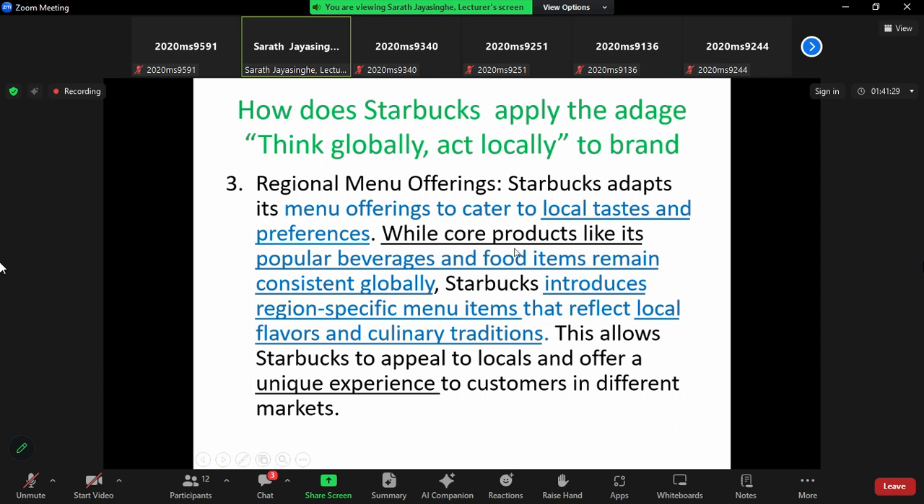While the core products like its popular beverages and food items remain consistent globally, Starbucks introduces region-specific menu items that reflect local flavors and culinary tradition. So likewise, McDonald's, Starbucks is also doing that. This allows Starbucks to appeal to local tastes and offer unique experiences to customers in different markets.